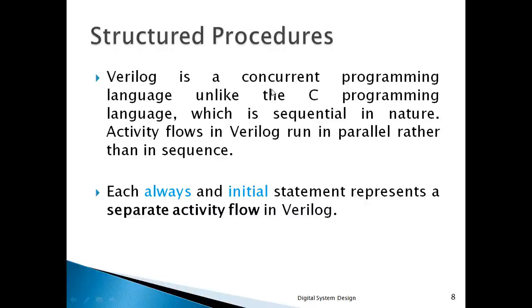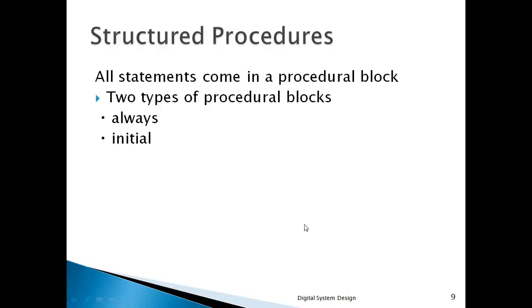Verilog is a concurrent programming language, unlike the C programming language, which is sequential in nature. Verilog can be modeled in concurrent or parallel form. Activity flows in Verilog run in parallel rather than in sequence. Each always and initial statement represents a separate activity flow in Verilog.